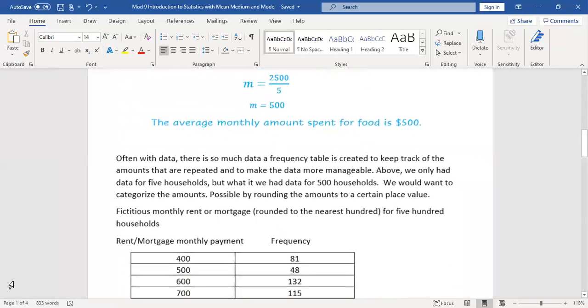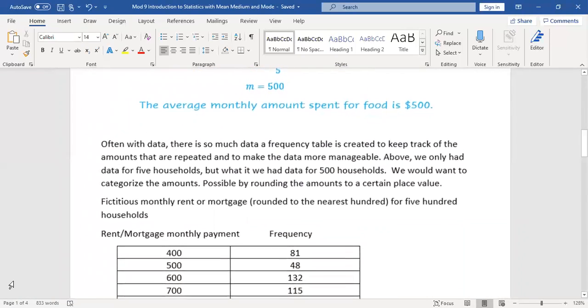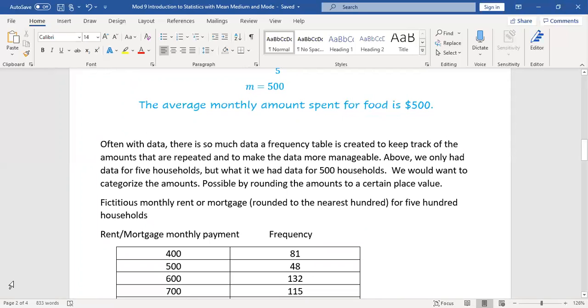Now, often with data, there's so much data, a frequency table is created to keep track of the amounts that are repeated and to make the data more manageable. Above, we only had data for 5 households, but what if we had data for 500 households? We would want to categorize the amounts, possibly by rounding the amounts to a certain place value. So below is fictitious monthly rent or mortgage rounded to the nearest hundred for 500 households.